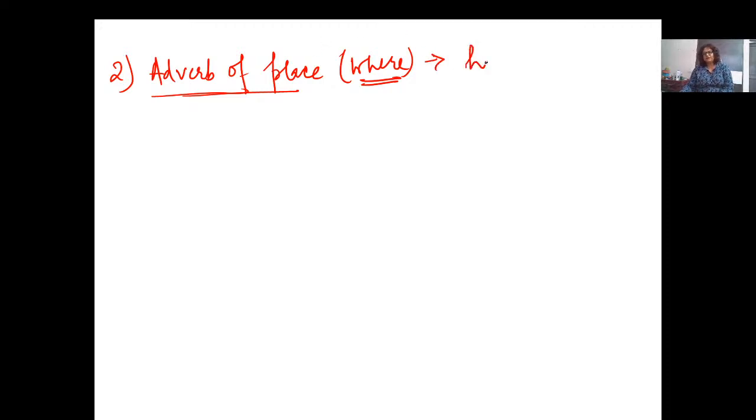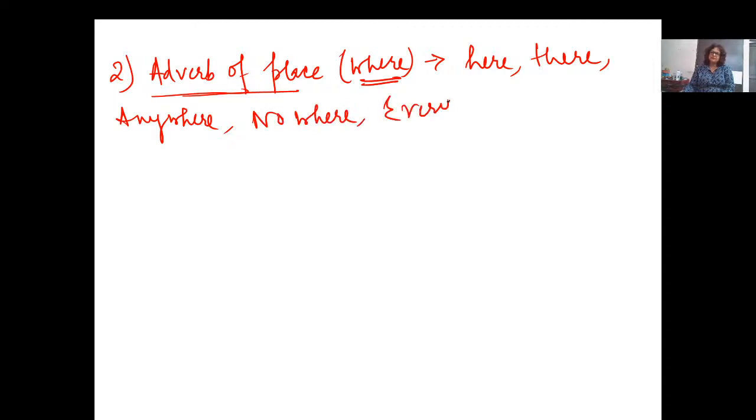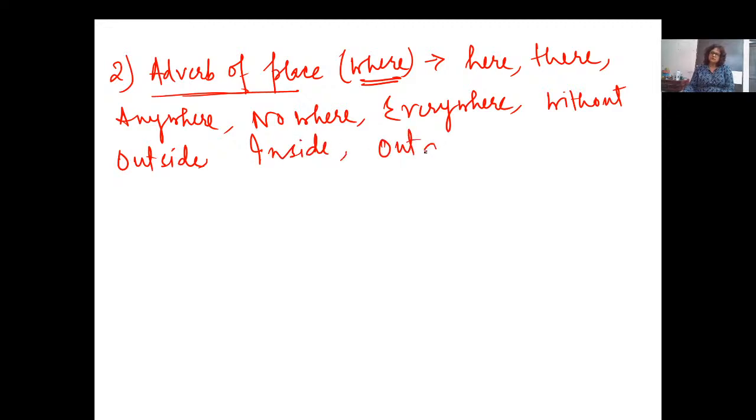Examples: here, there, anywhere, nowhere, everywhere. We can also write without, outside, inside, outdoors, etc. So these types of words are called adverbs of place. These all are adverbs, but they express the place.